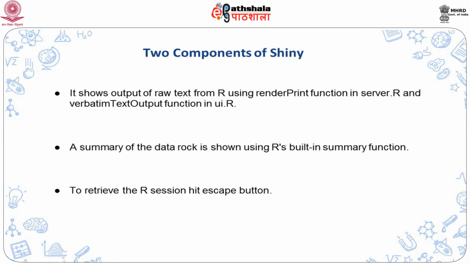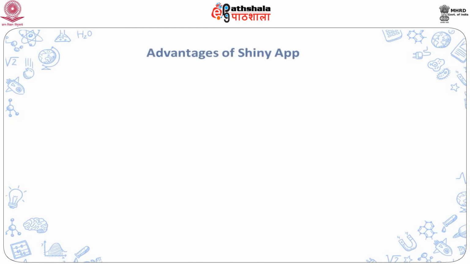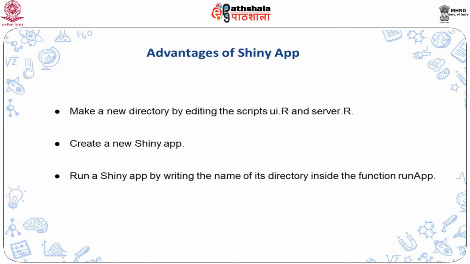The previous example demonstrates output of raw text from R using the renderPrint function in server.R and the verbatimTextOutput function in UI.R. In this case, a summary of the data rock is shown using R's built-in summary function. So play with the Hello Shiny app, and if you become unable to retrieve the R session, just hit the escape button to get it back. So it's simpler now. Life becomes simpler with this app.